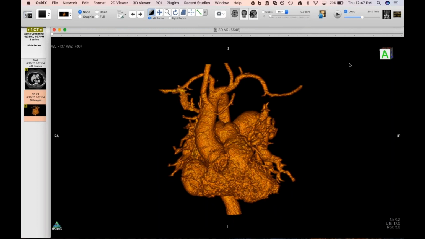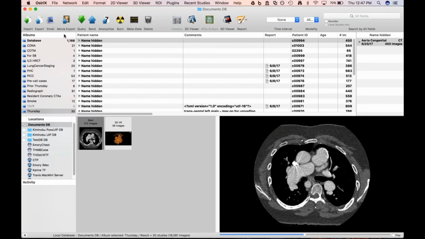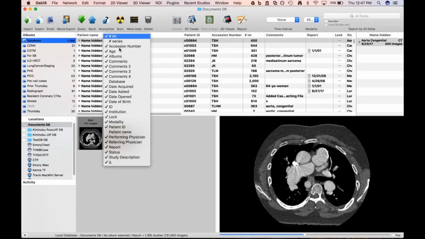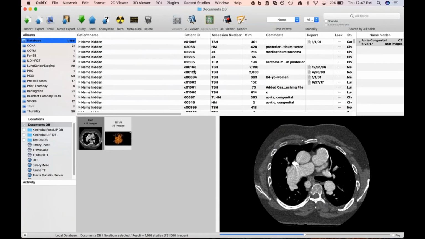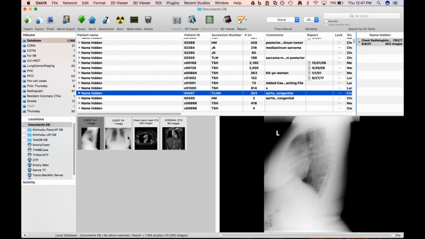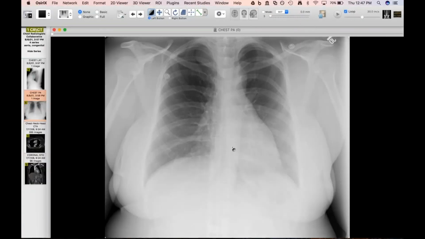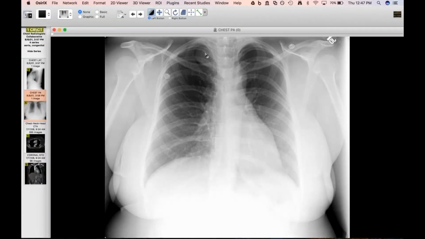Can you show that Ton case by any chance that he sent a couple months ago? Yeah, that reminds me, I was going to show that. Let me pull that up right now. I don't want to reveal the names because I think I haven't anonymized here. Here's Ton's case.